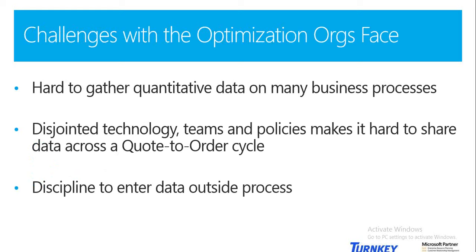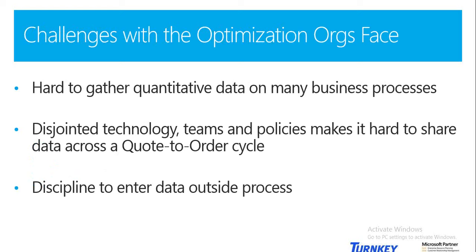It is very hard to figure out some kind of quantitative details on how we're going to measure the process, what is working, what is not working, when you don't really have any data to back it up. Another thing is disjointed technology pieces, disjointed teams, policies, which really throw a big wrench in the quote-to-order cycle. I'm sure you guys are familiar that salespeople will have one set of communications. Then when the orders actually turn over to a fulfillment team, especially if there are custom orders, special notes, other things like that, a lot of things are lost in translation.